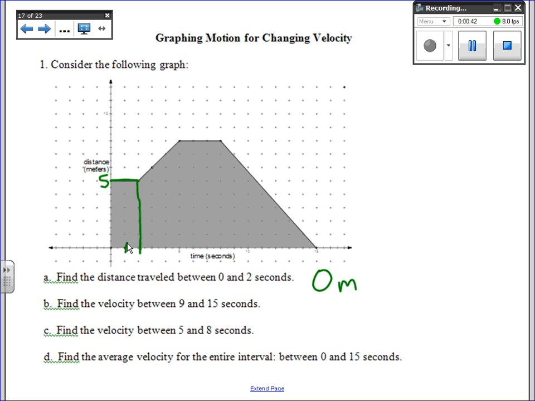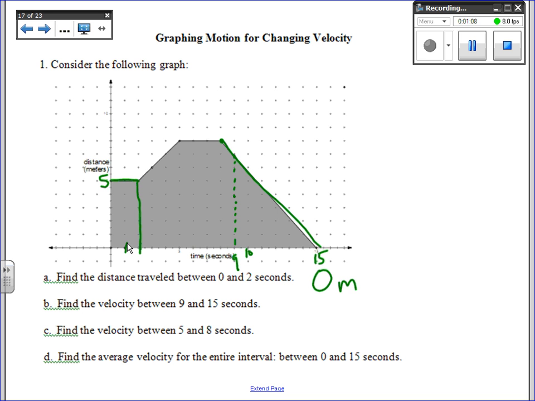Let's try question B. Find the velocity between 9 and 15 seconds. Well, here's 10 seconds. 9 is right there. 15 is here. Now, I'd like you to notice that the slope of this line represents the velocity, and it would actually be simpler to start back at 8 seconds and realize that the slope is the same for this entire interval.